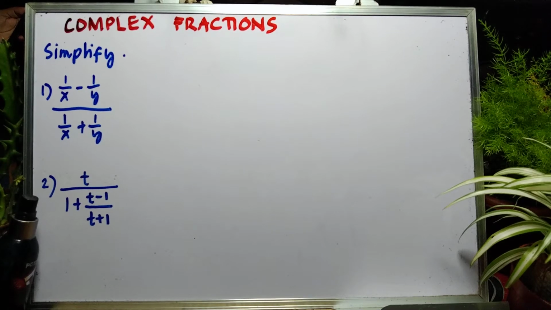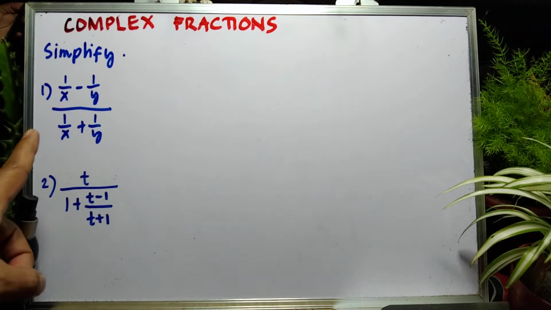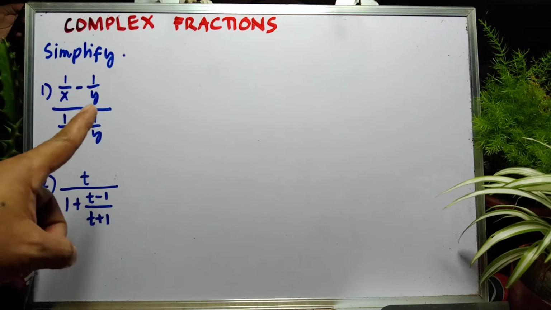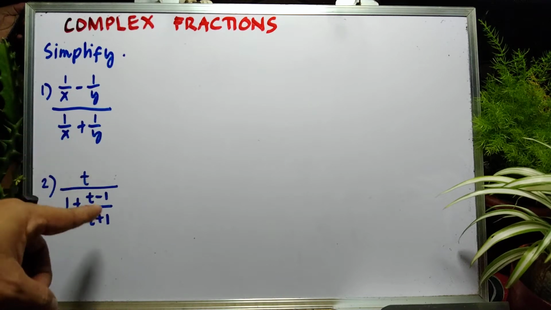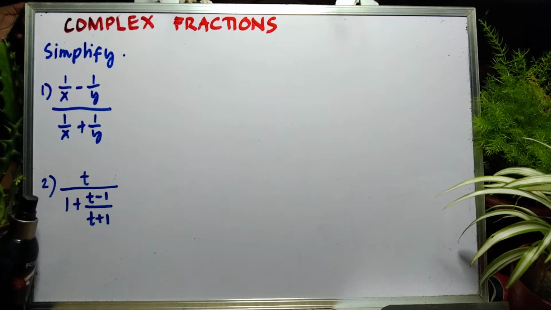Okay, so it says here that in simplifying a complex fraction, we express the numerator and then the denominator into a single fraction. Then that's the time we divide the numerator by the denominator. Okay, so let's answer number 1. Simplify 1 over x minus 1 over y all over 1 over x plus 1 over y. So this is an example of complex fractions. So how do we simplify this?